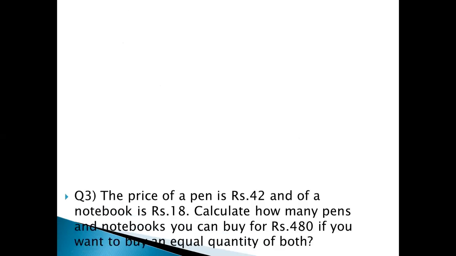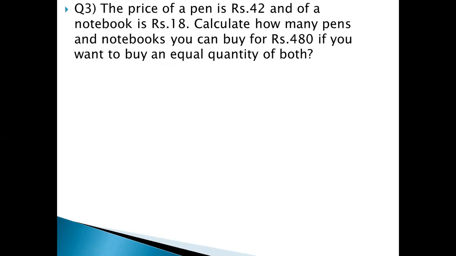Now come to the next question. Question number 2, you will do it by yourself. Question number 2 is: the length of a rectangle is 2 centimeters more than twice its breadth. If the perimeter of the rectangle is 28 centimeters, find its length and breadth. You have to apply the perimeter formula of the rectangle. You know that perimeter is equal to 2 into (length plus breadth). By this you have to solve it.